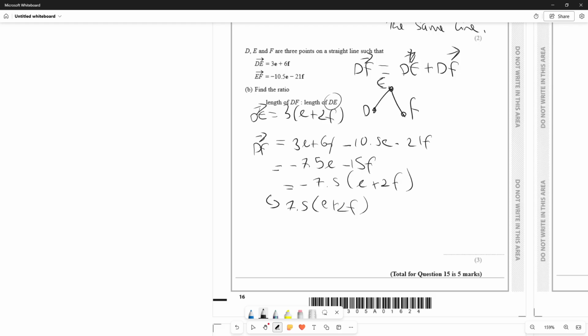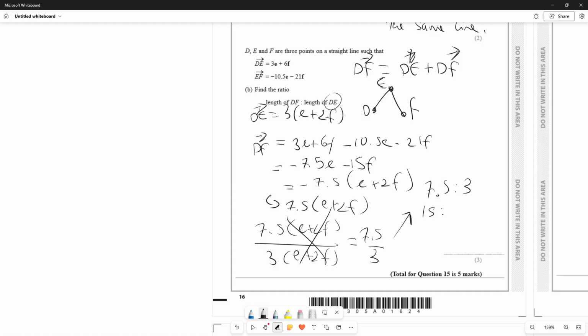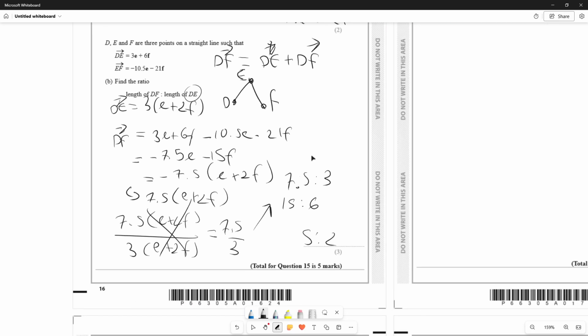Now, the ratio of the length of DF to DE is actually DF divided by DE. Okay, so the DF would be 7.5 E plus 2F over 3E plus 2F. Now, this cancels out to get 7.5 over 3, which we can write as 7.5 to 3. And then if you times this by 2, we get 15 to 6, and then divide by 3, we get 5 to 2. There you go.